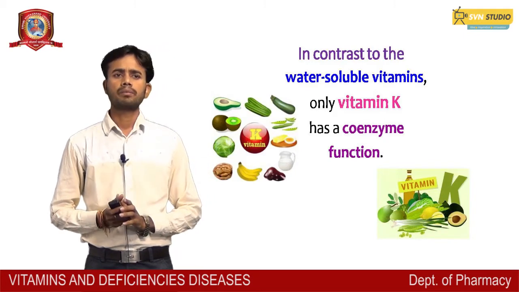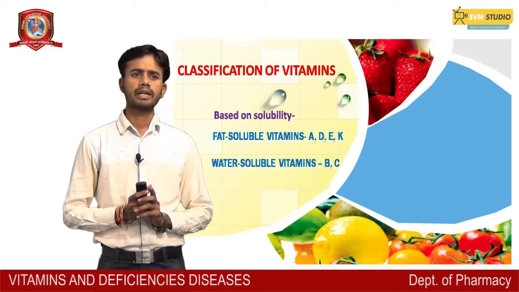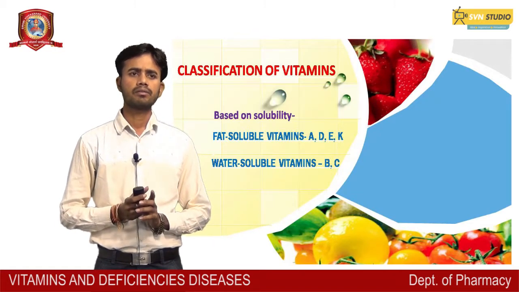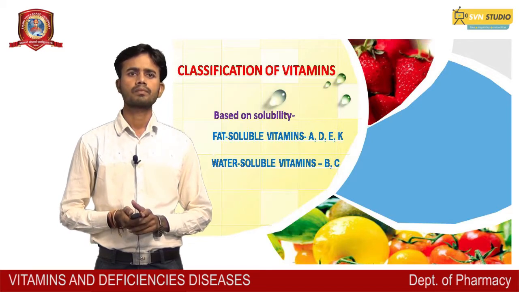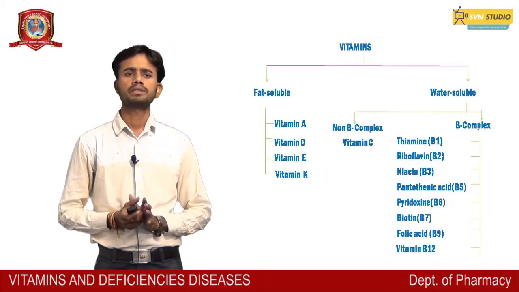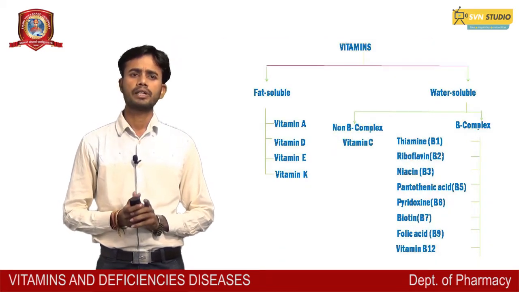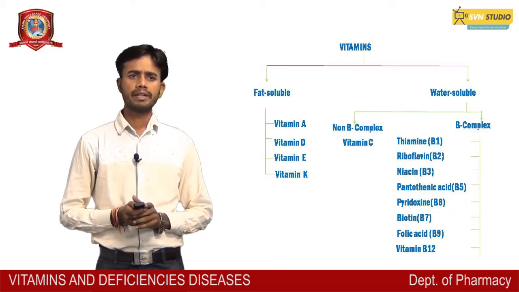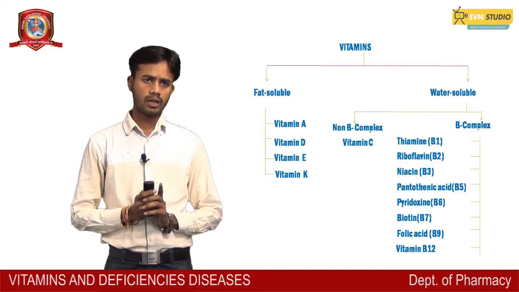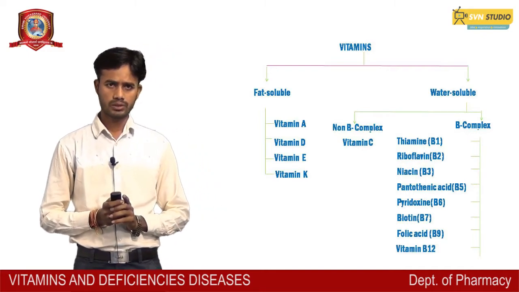Classification of vitamins. Based on solubility, vitamins can be categorized into fat-soluble vitamins and water-soluble vitamins. Fat-soluble vitamins: vitamin A, also called retinol, vitamin D, also called calciferol, vitamin E, also called tocopherol, and vitamin K, also called phylloquinone.